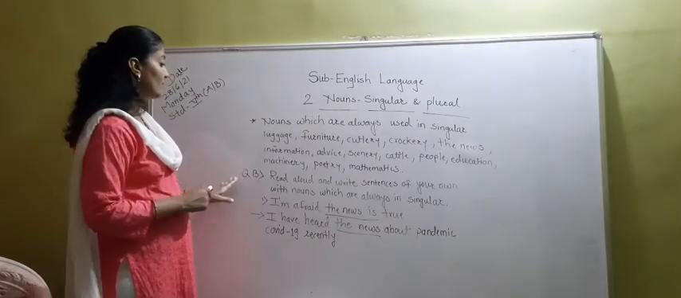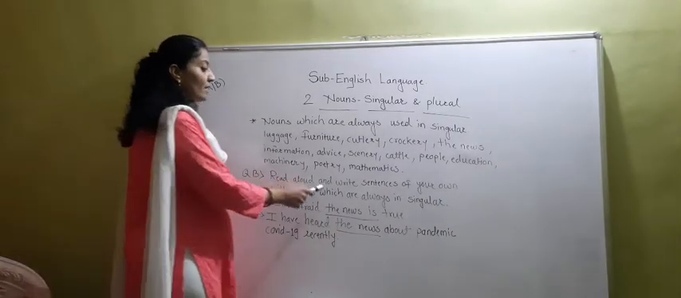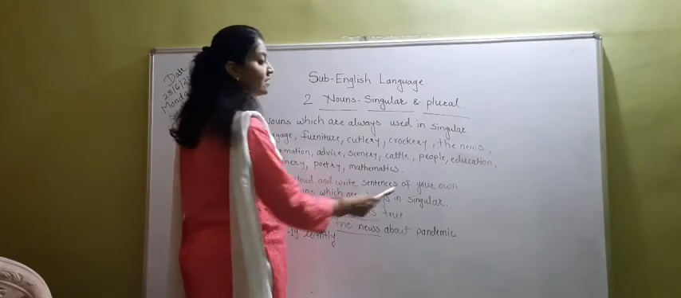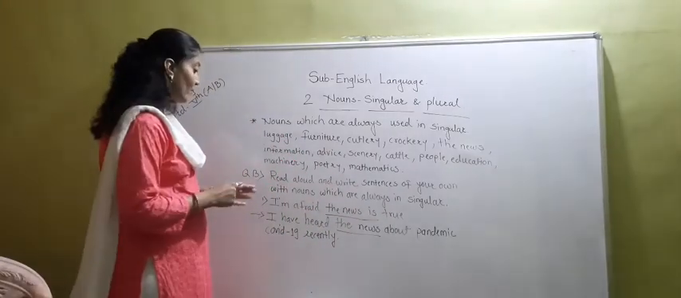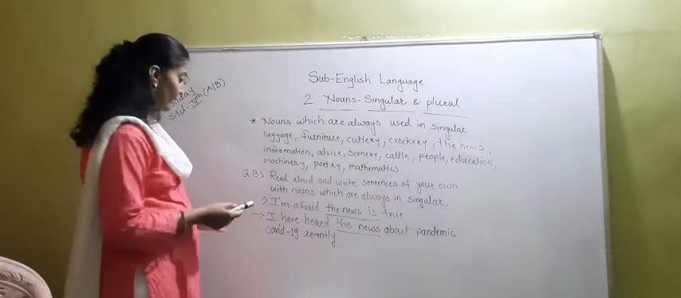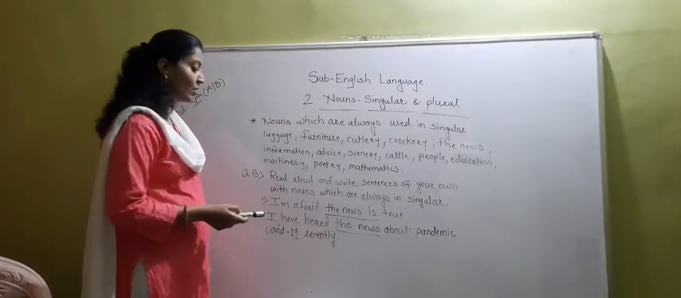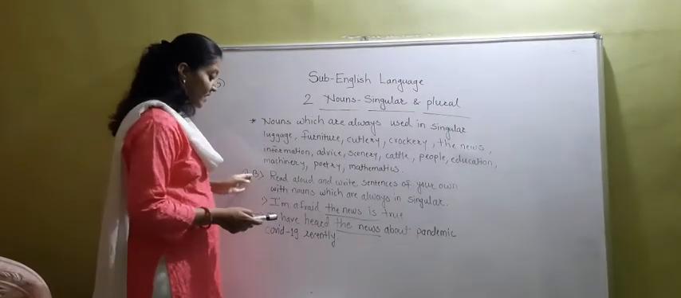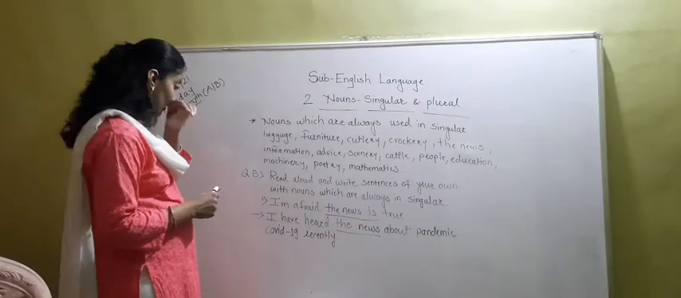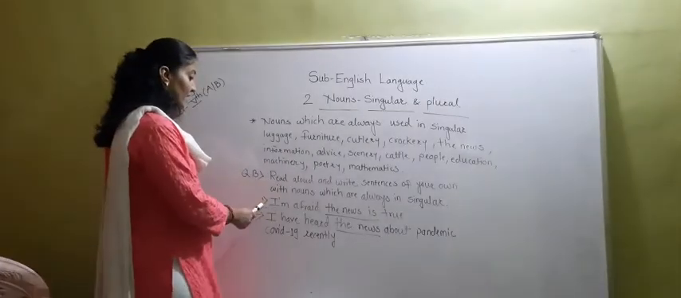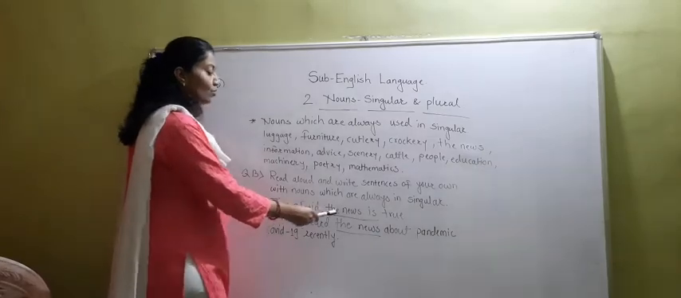Now see question number B, that is read aloud and write sentences of your own with nouns which are always used in singular. Now you have to form your own sentences, okay? And write them down in your textbook or in your notebook, okay? I think there is a place in your textbook, so you have to write them in your textbook only, okay? Now see the first sentence, I am afraid the news is true.